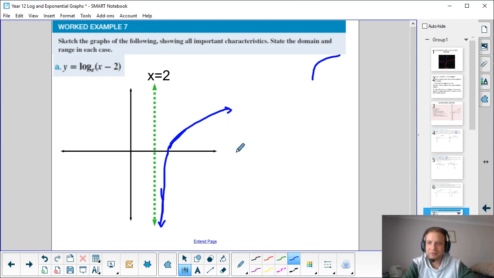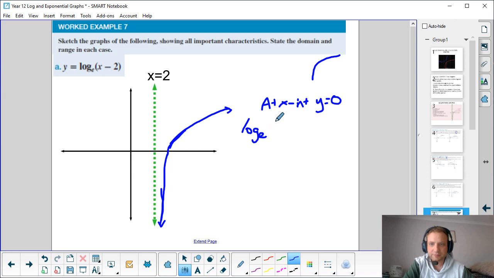So when we're dealing with an x-axis intercept, an x-intercept, we let y equal 0, right? So at the x-intercept, y equals 0. So now we actually get to do some maths, all right? So we're going to have our equation, which is log with base e. We've got x minus 2. That has to equal 0.